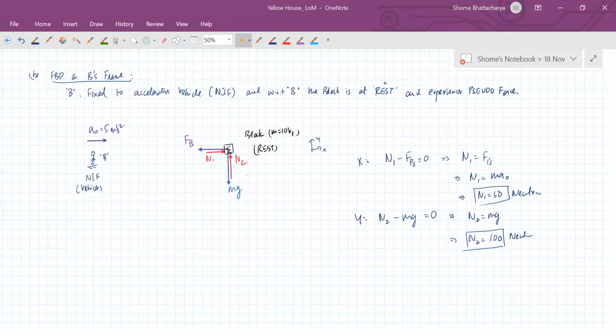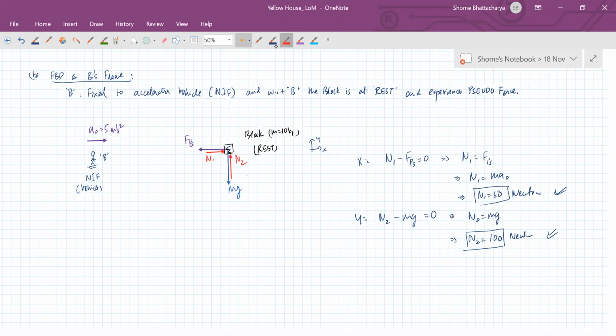So ultimately, the conclusion is the same. Whether you are looking in the ground frame or in the non-inertial frame, you will say that there are two normal reactions acting. The backrest is applying 15 newtons, and the horizontal surface is applying a vertical normal reaction of 100 newtons. But you can understand why the concept of pseudo force becomes important, because without pseudo force, we cannot analyze the free body diagram correctly in the non-inertial frame.